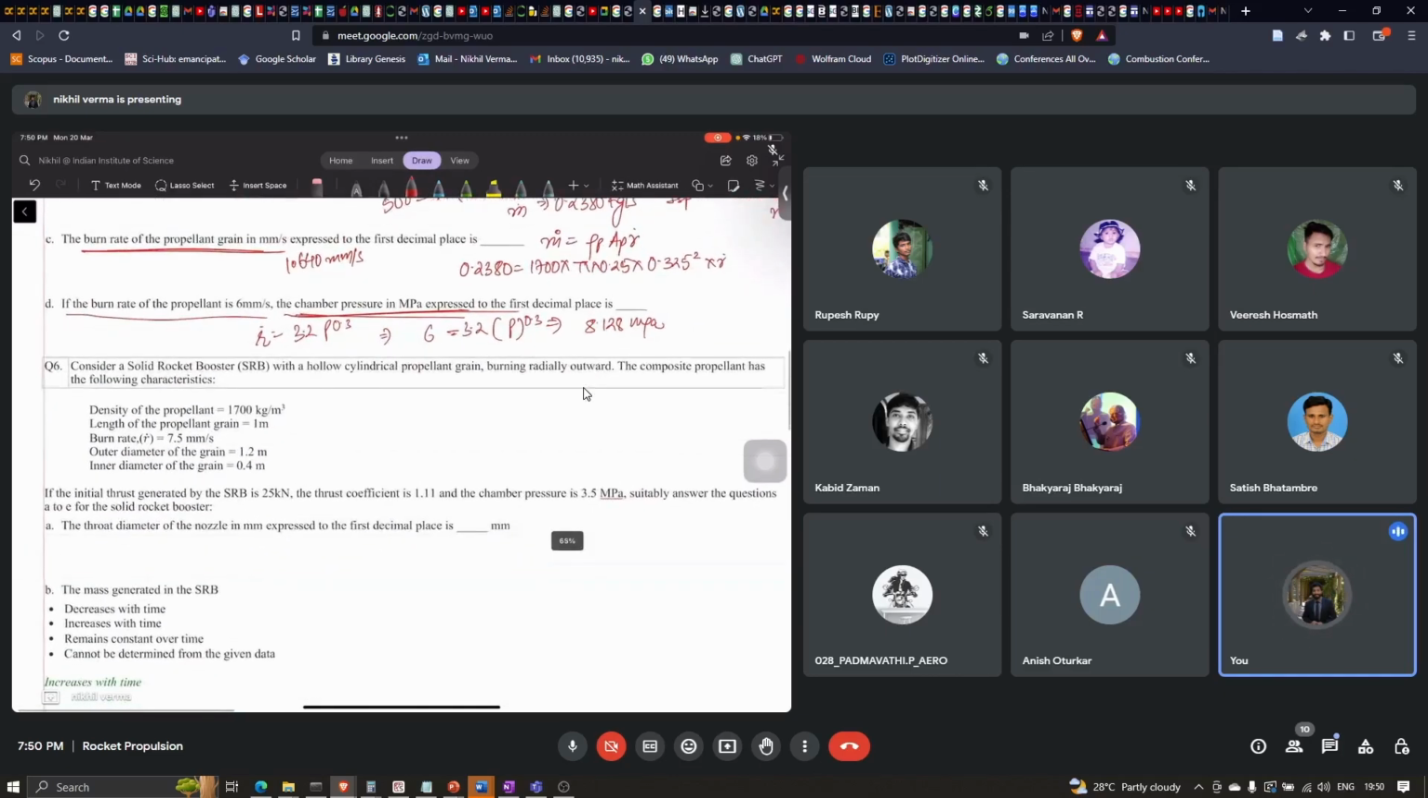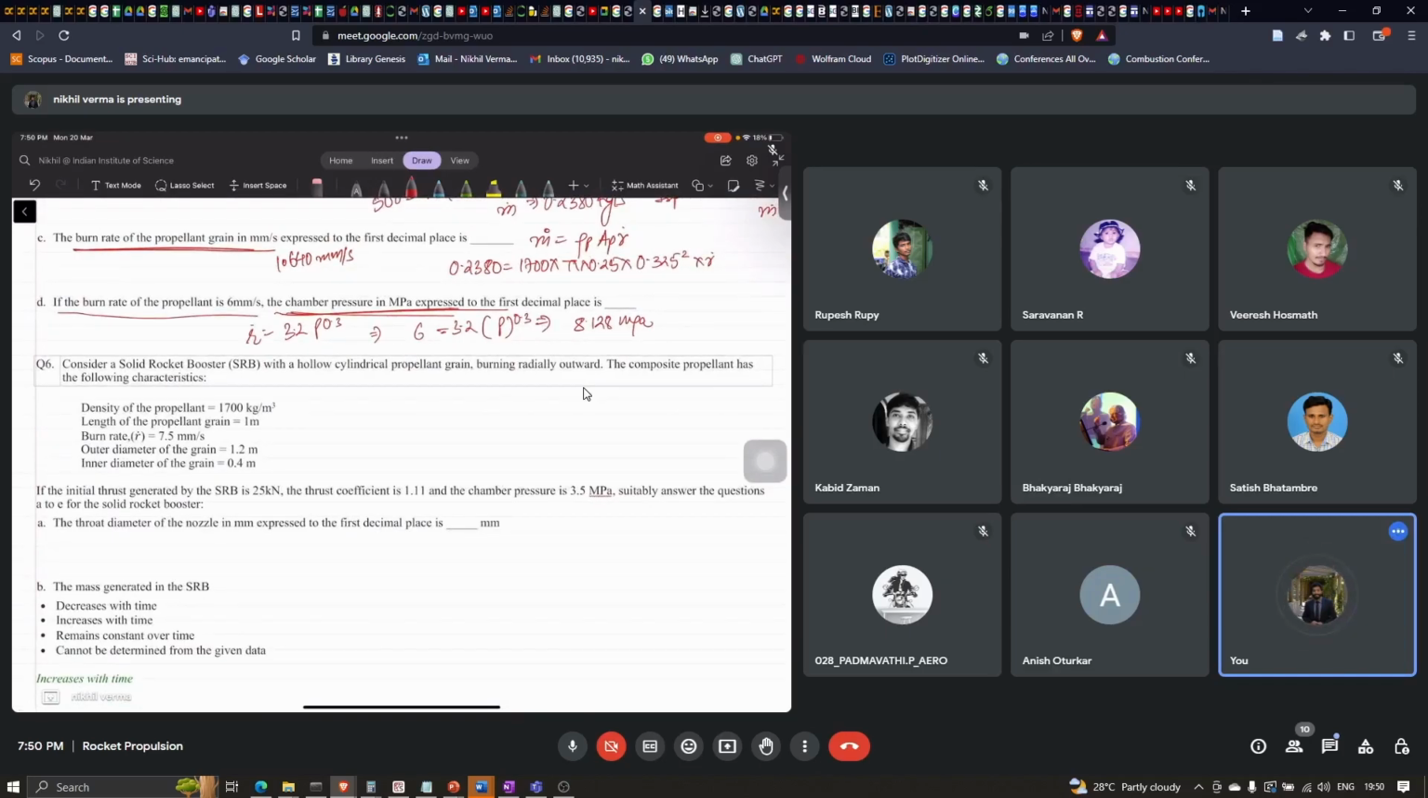So let us discuss another problem. Consider a solid rocket booster with a hollow cylindrical grain. Okay, we have a hollow cylindrical grain now. Not concentric, but okay. So it is burning in the radial direction. Okay, so we have an SRB.